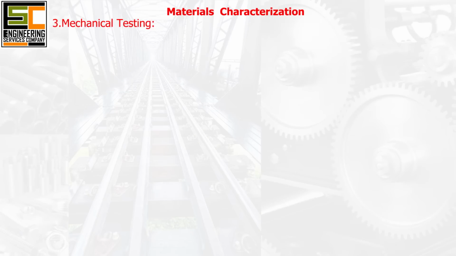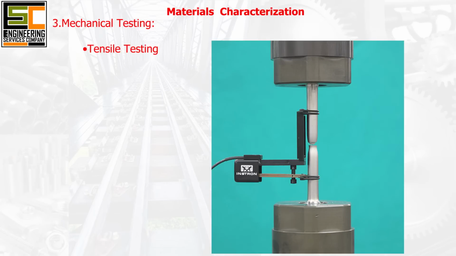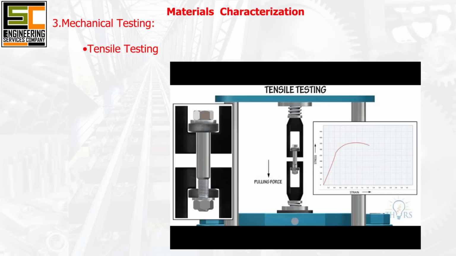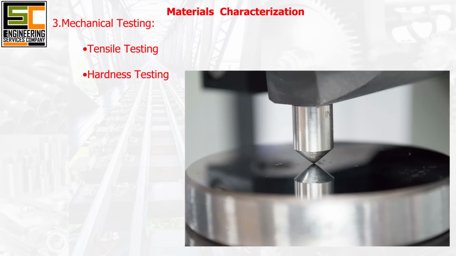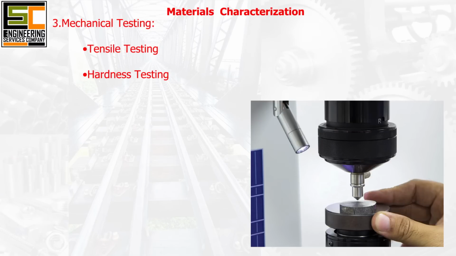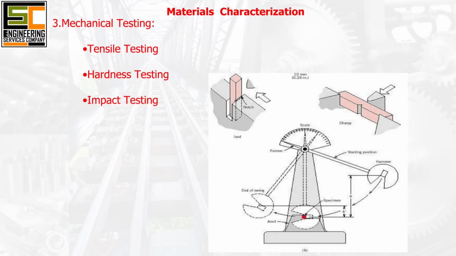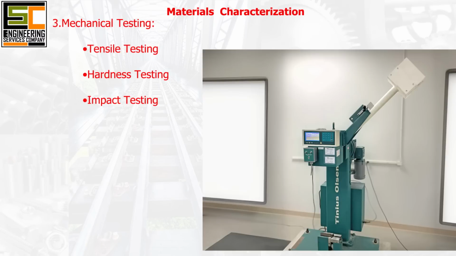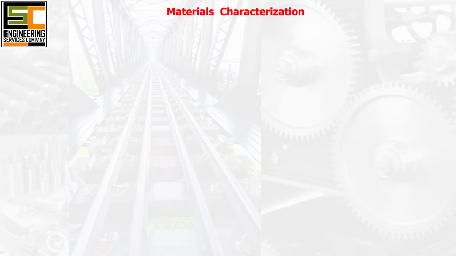3. Mechanical testing. Tensile testing measures the mechanical properties of materials under tension, including tensile strength, yield strength, elongation, and modulus of elasticity. Hardness testing determines the resistance of a material to indentation or scratching, providing information about its hardness and wear resistance. Impact testing assesses the toughness and impact resistance of materials by subjecting them to sudden loading under controlled conditions.